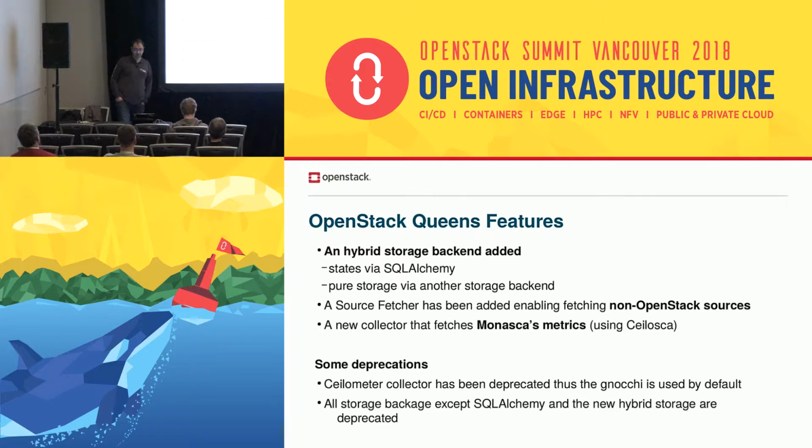The Gnocchi collector was promoted to be the default one. Like I said, we have added a new hybrid storage, so we also removed the previous one we had. At least we've deprecated them. So right now, at the end of Queens, the only storage backends that you have are SQLAlchemy and the new hybrid one I mentioned. The other ones are all deprecated.